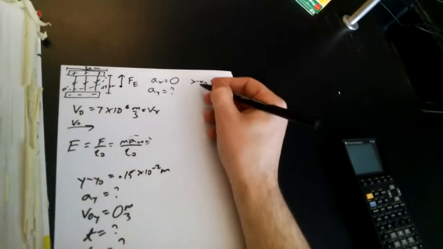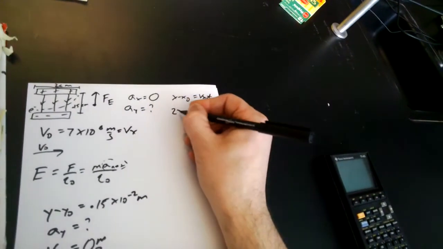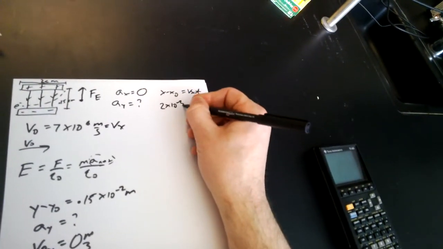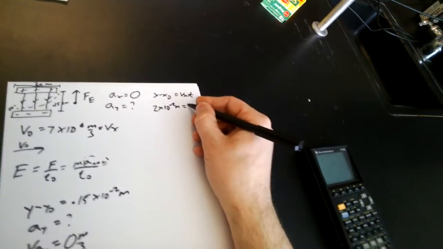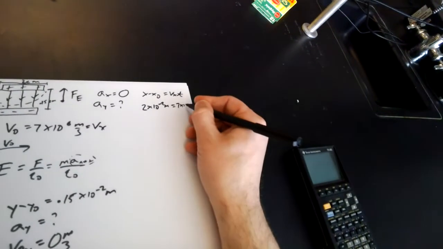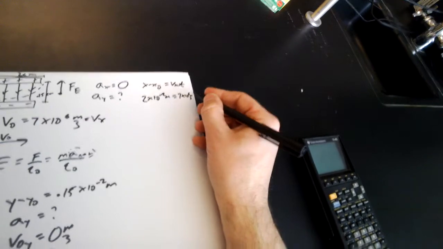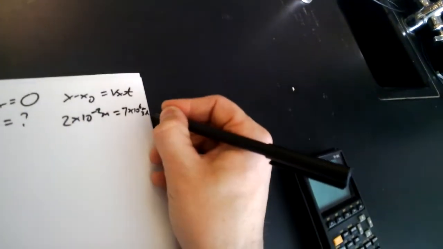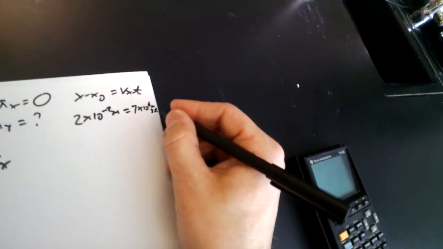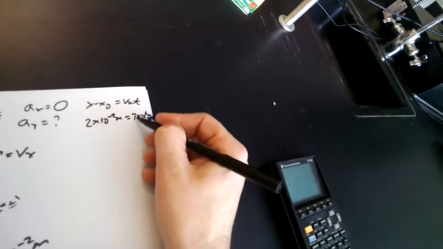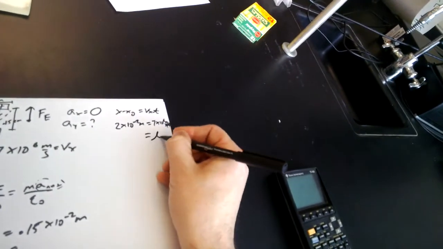That's what the value is. Plug and chug up here. So I'll use scientific notation again. 2 times 10 to the negative second meters equals Vx, which is 7 times 10 to the 6 meters per second, and then I'm multiplying by time. Okay, I'll put parentheses: Vx and t.